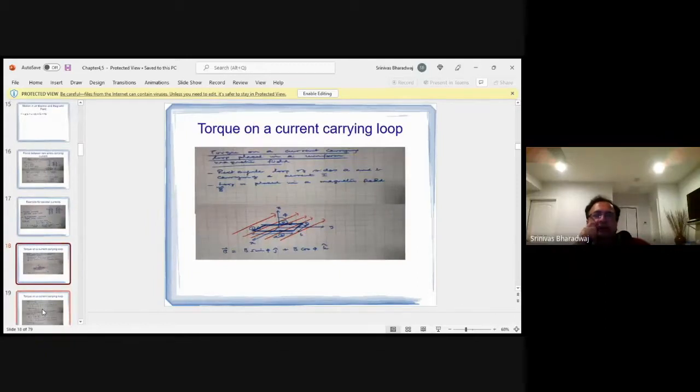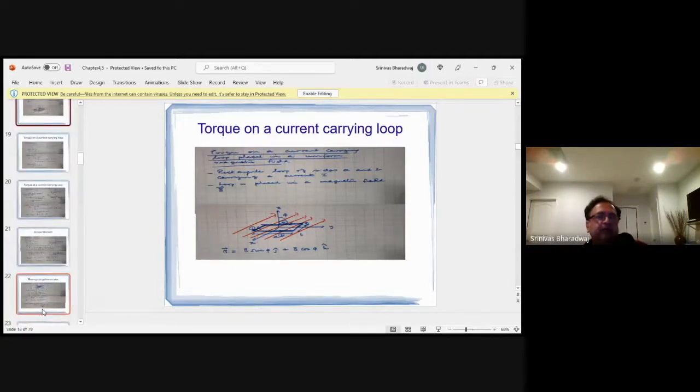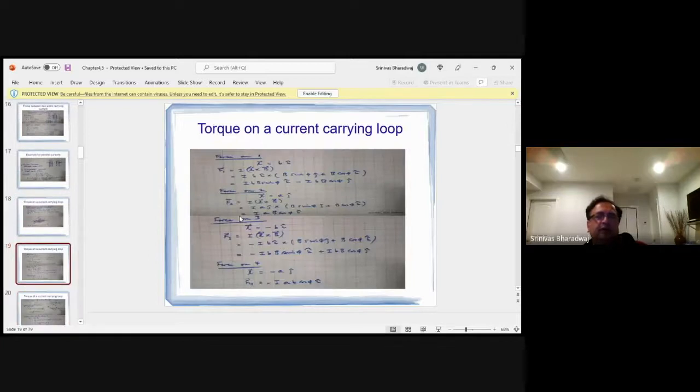Now in a current-carrying loop, what you end up with is a torque. If a loop is placed in a uniform magnetic field, you end up with a torque which will cause it to rotate. There are two currents, I times L cross B, I times L cross B. One will be in this direction, the other in the opposite direction. Therefore, it will cause it to rotate. Okay, so you see when you have a square loop, right?